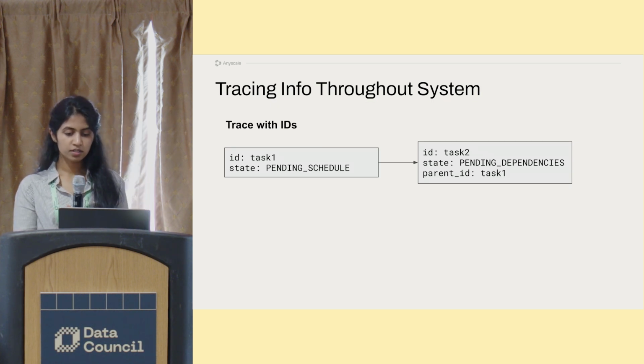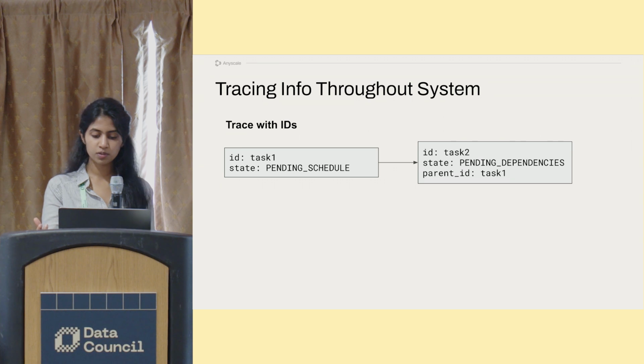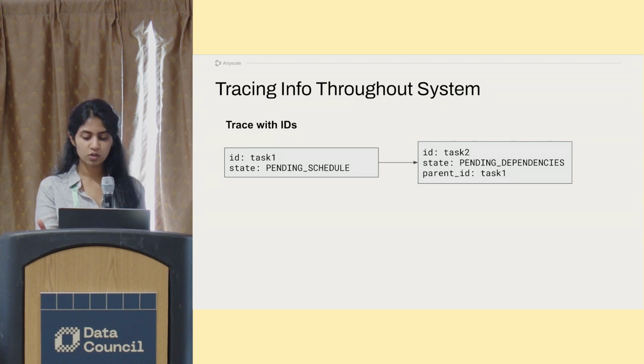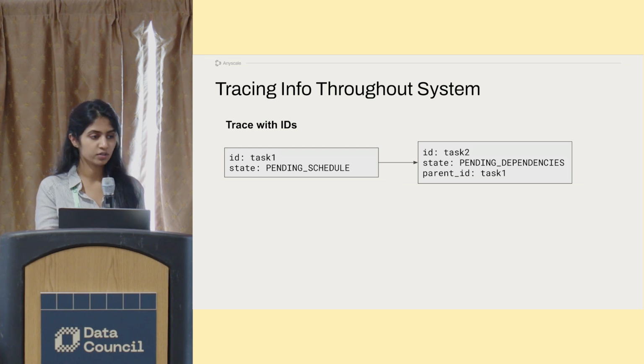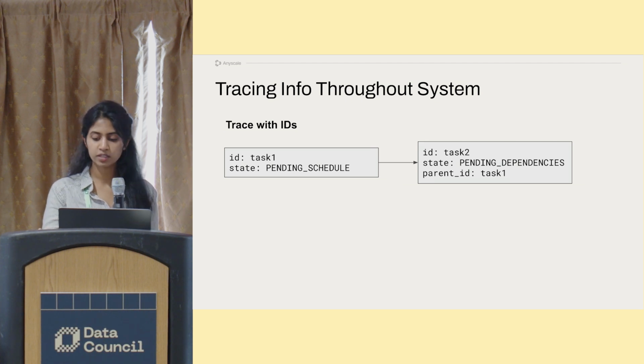Events can be processed to form a source of truth relationship between the various entities within Ray. So to trace information across the systems, IDs are the first really useful way to link different resources together. For example, the parent task ID field of a task event can be used to get more detail on why a particular task is in the pending dependency state. And in this example, we see it's because the parent task is in the pending scheduling state.